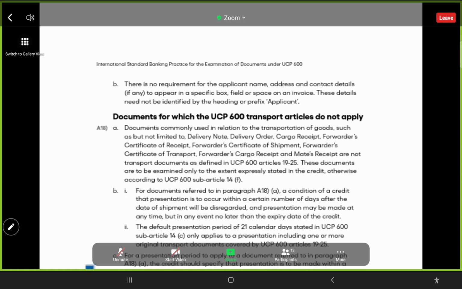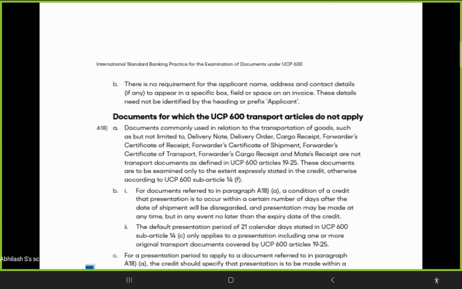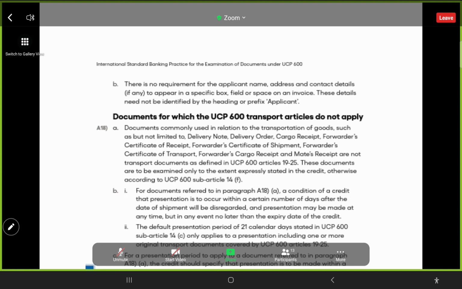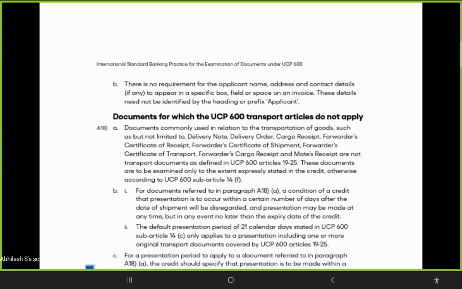Okay. So in that case, that cannot be considered as a transport document. Correct. So it will be called a discrepancy then. No. See, that can be a transport document, but it is not a document which is defined as per 19 to 25. So you cannot apply any of these articles to check the document. Okay. So authenticity and all cannot be checked through the articles which we learned last week.